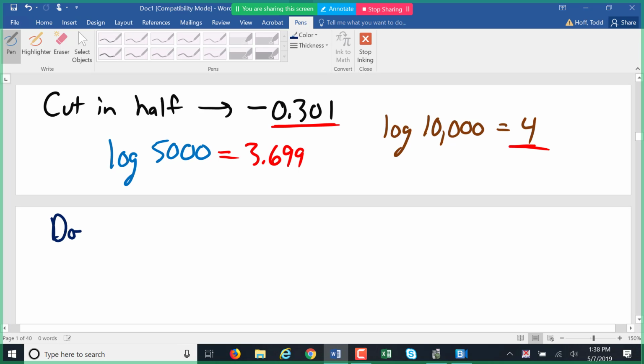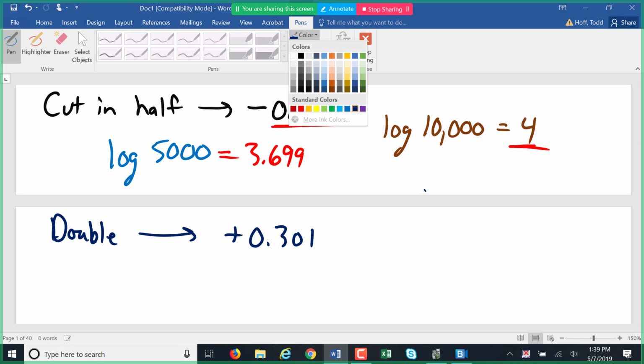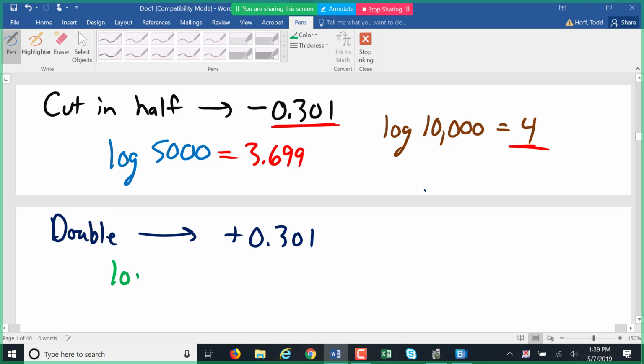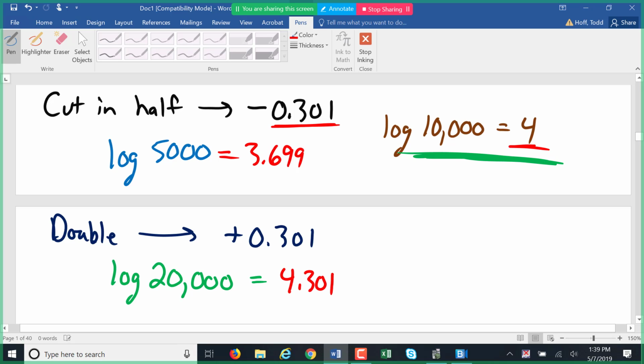If it's double, the log goes up by 0.301. If I want to find the log of 20,000, well, log of 10,000 is 4. Log of 20,000, I add the 0.301.